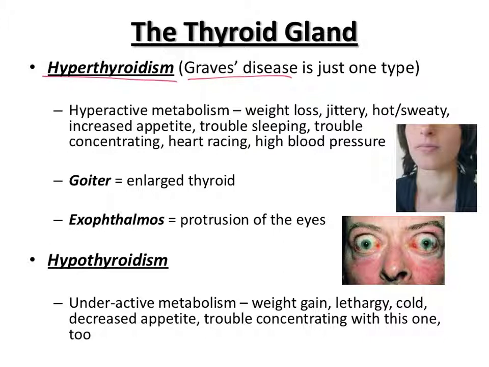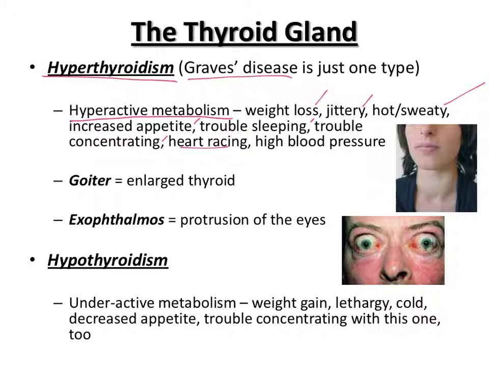This leads to a hyperactive metabolism. So these people are usually very skinny because they lose weight. They're very jittery and nervous. They tend to be hot and sweaty because of the heat that's being generated in metabolism. They have an increased appetite because they need more sugar to keep metabolism going. They tend to have trouble relaxing and sleeping. They tend to have trouble concentrating because they're so jittery.